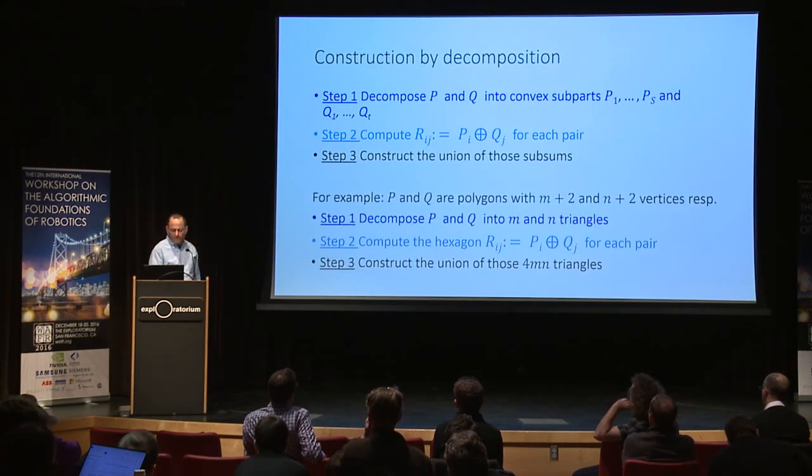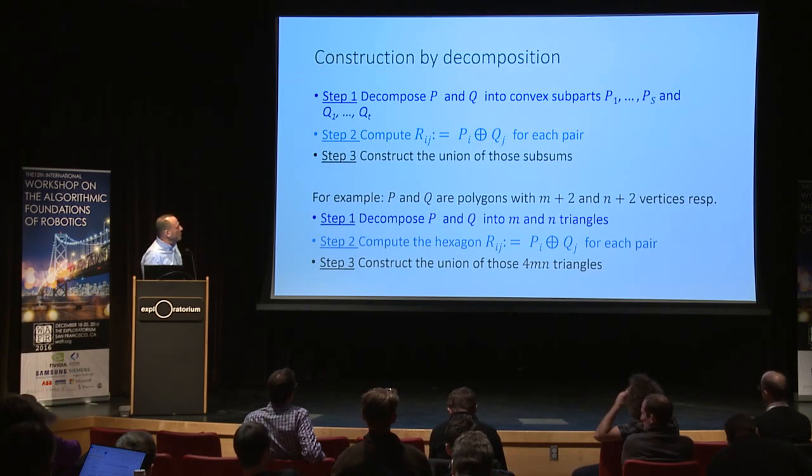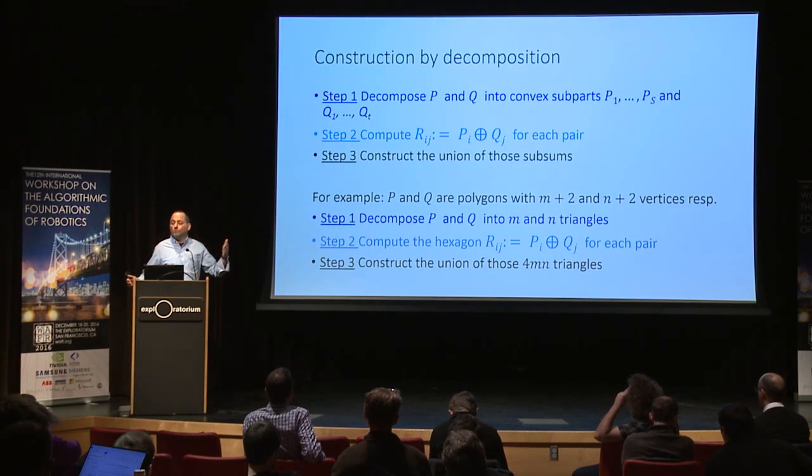Let's make it even more concrete. I give you 2 simple polygons, P and Q, with m plus 2 and n plus 2 vertices. I decompose P and Q into m and n triangles. I take a pair of triangles, it's a hexagon. I decompose the hexagon into 4 triangles. And now I have to construct the union of 4mn triangles.